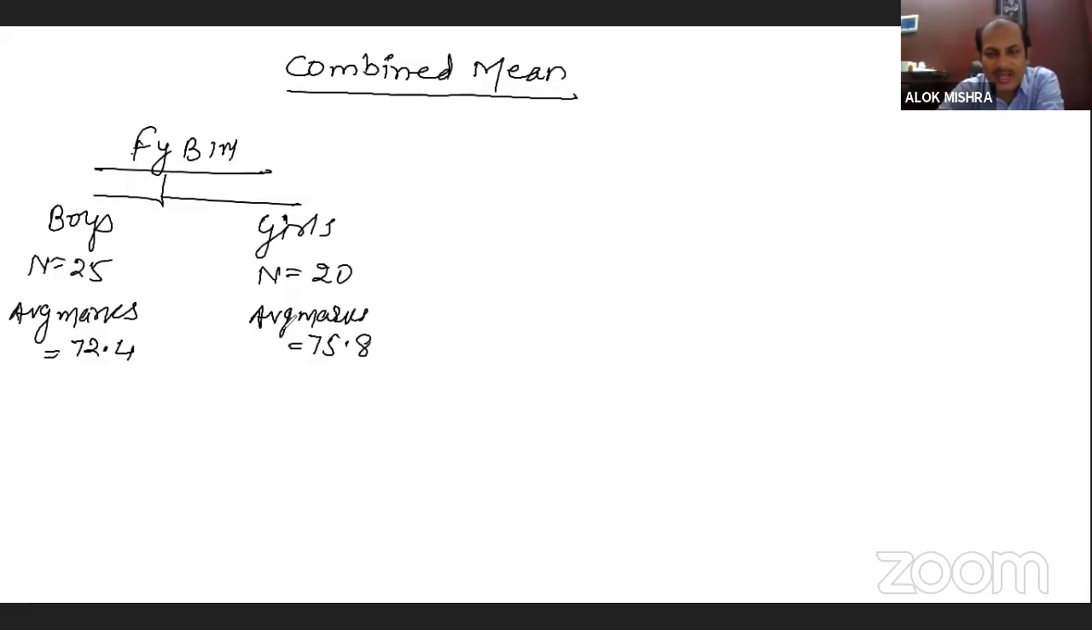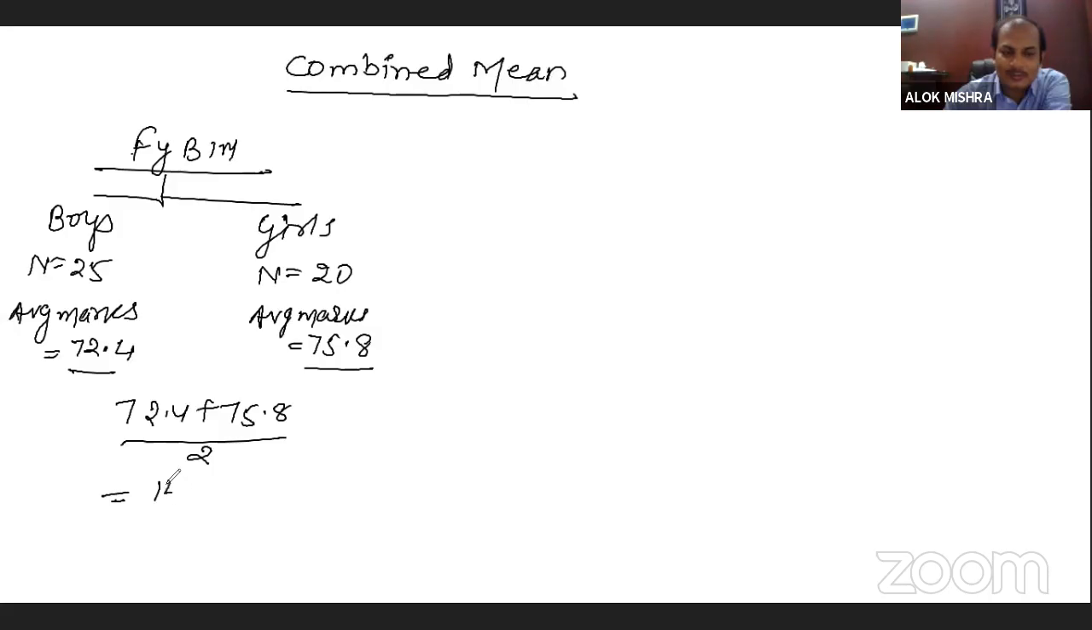Now, if I have to find the average marks of the class, how many quantities do I have? I have two different quantities, 72.4 and 75.8. If I ask you what the average marks of the class is, many students are going to add 72.4 plus 75.8 and divide by 2. How much is it coming out to be?